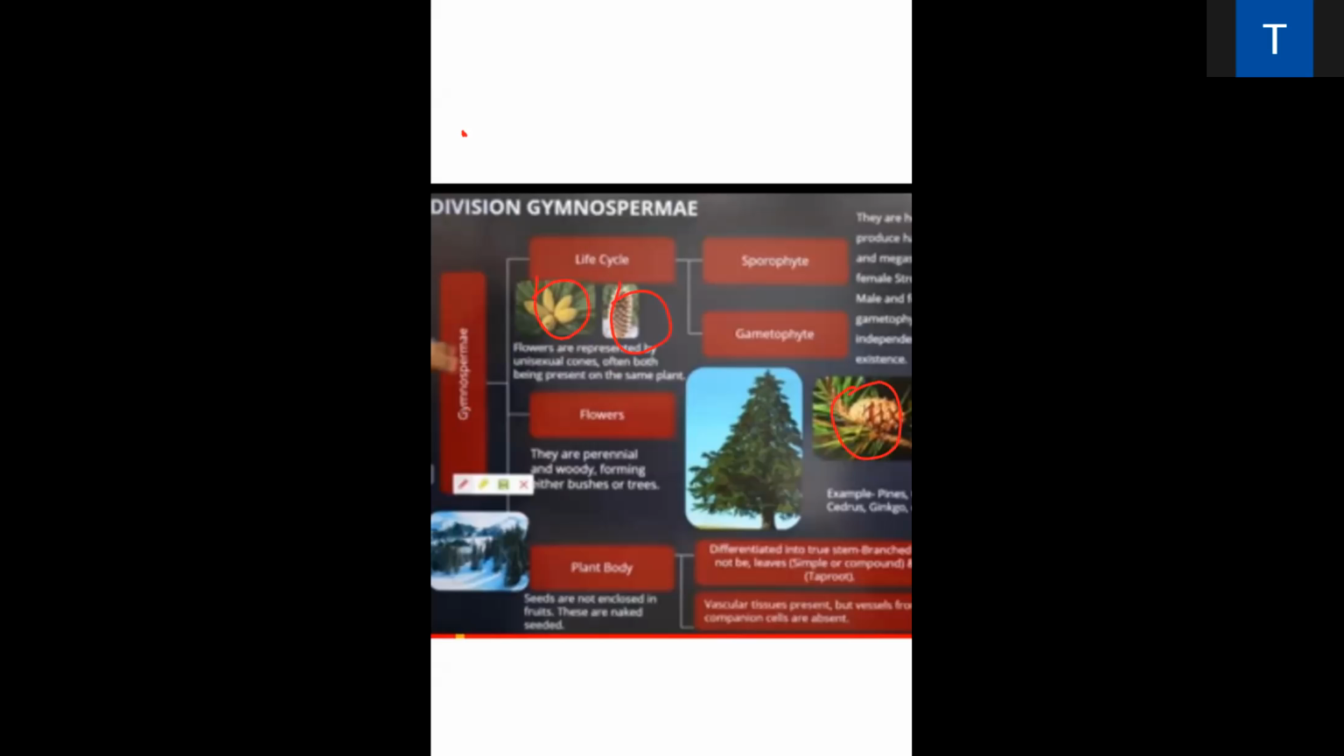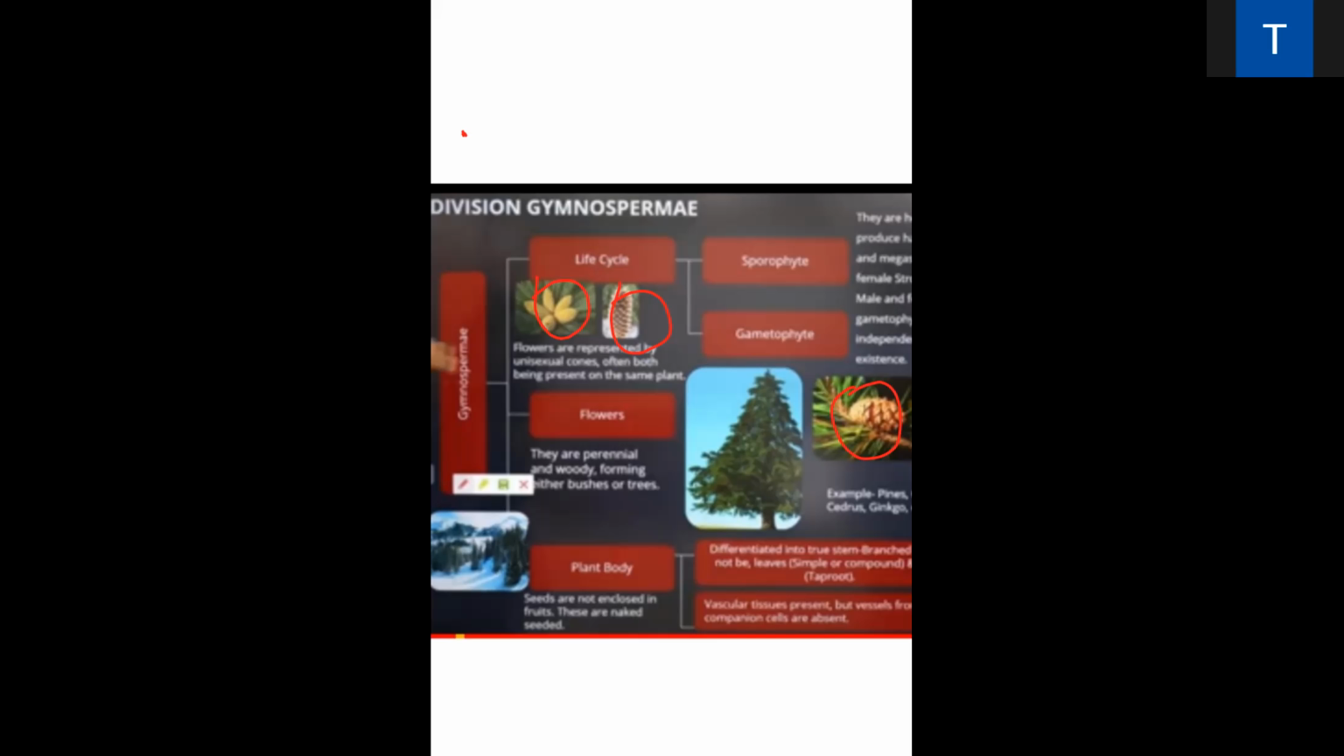Plants carry both male and female cones. One plant has male as well as female cones. Cycas revoluta: have you seen Cycas revoluta? Cycas revoluta is the most common plant found on the earth when dinosaurs were present, as a living fossil.